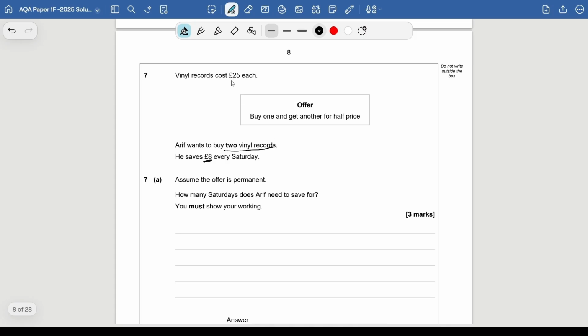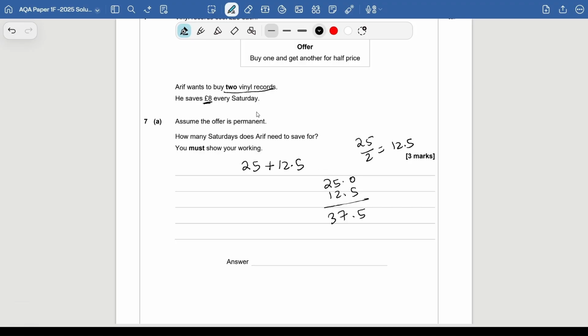So now it says that one of them costs 25 and the other one is half of this price. So the total cost he needs to buy the two records will be 25 plus half of 25. Half of 25 is 12.5. So he needs to have this much amount with him. So 25 plus 12.5 is 37.5.